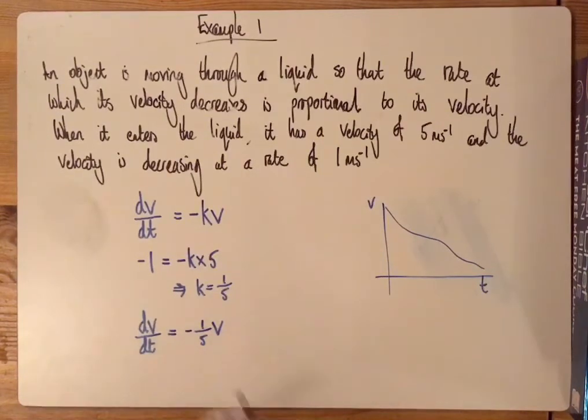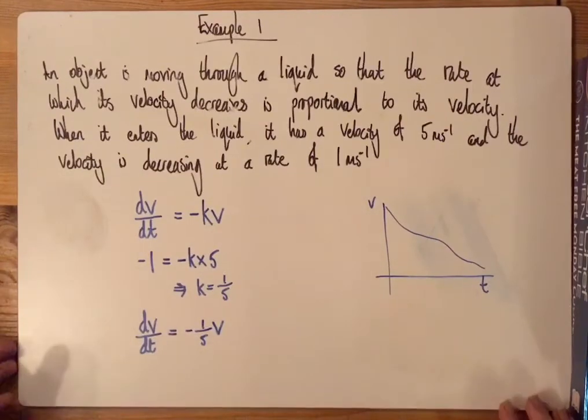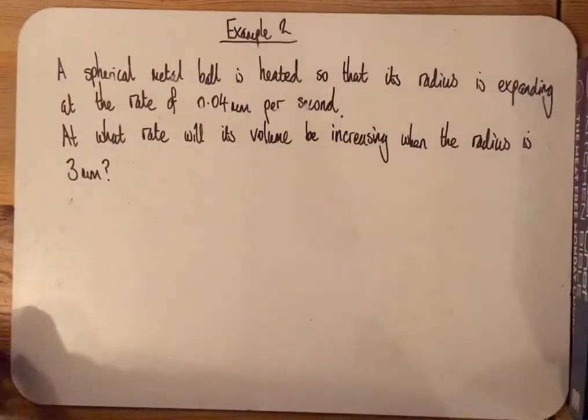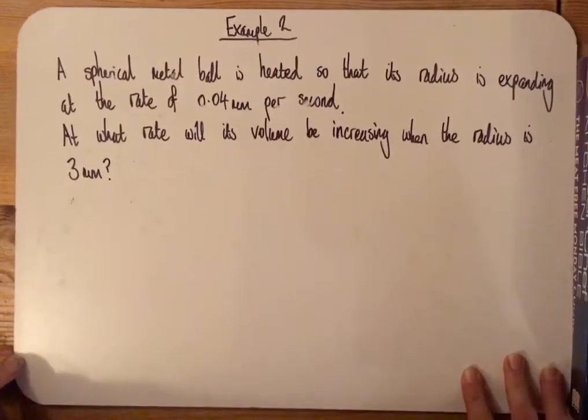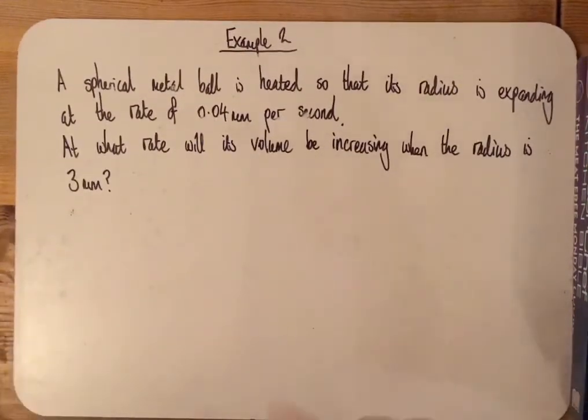So that's the first one, a quick recap on proportionality. You might have to link together different variables as well. So second example: a spherical metal ball is heated so that its radius is expanding at the rate of 0.04 millimeters per second. At what rate will its volume be increasing when the radius is 3?